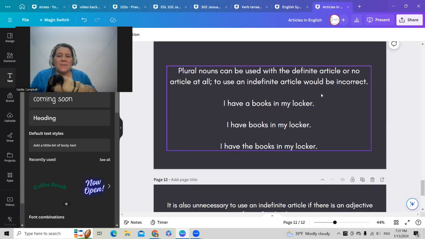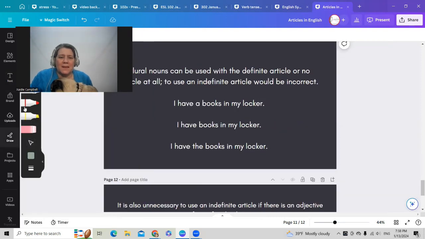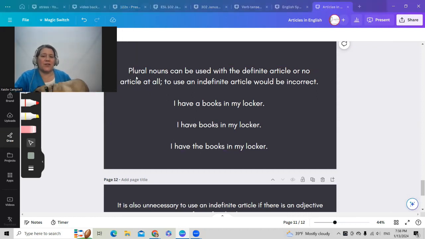All right, let's talk about plural nouns. Now, plural nouns can be used with the definite article or no article at all, but you cannot use plural nouns with an indefinite article. Okay? For example, this one is our indefinite article. This is no article, and this is the definite article. Okay? Let's look at it.